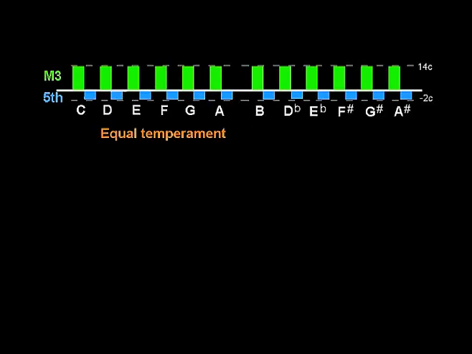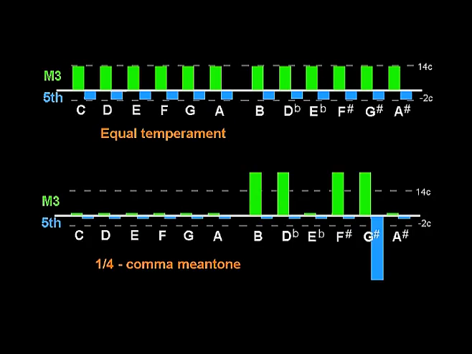In this chart, the green bars represent that 14 cents, and the blue bars represent that 2 cents that each major third and each fifth are incorrect compared to doing things harmonically. In a temperament that's called quarter comma mean tone, that unequalness is split between 4 keys. So the major thirds in the white note keys have almost no incorrectness harmonically, but some of those black note keys are really out of whack.